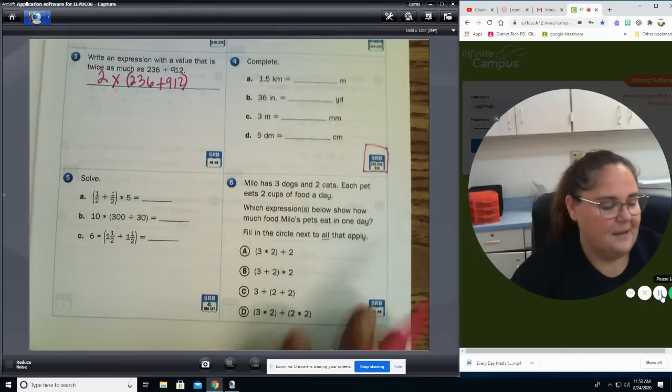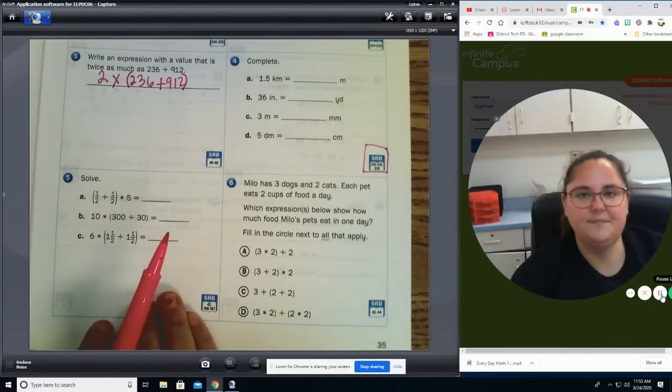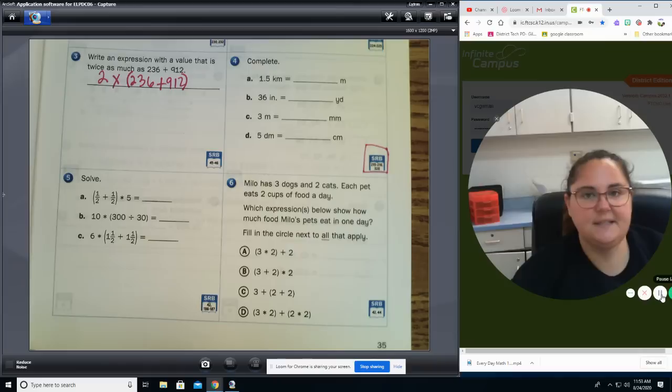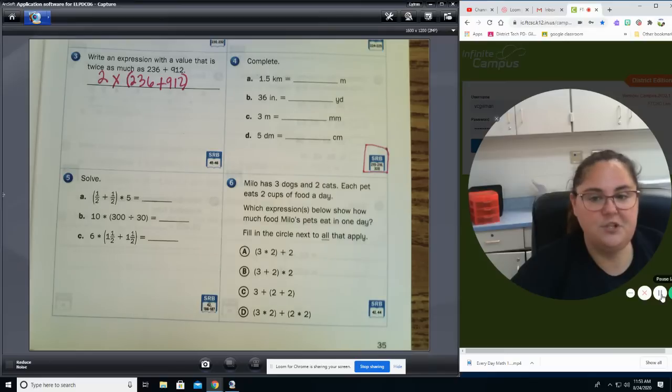Okay. Solve 1/2 plus 1/2 times 5. 300 divided by 30 times 10. 1/2 plus 1/2 times 6. Do the math. Number 6, Milo has 3 dogs and 2 cats. Each pet eats 2 cups of food a day. Which expression below, or expressions below, show how much food his pets eat in one day? Fill in the circle next to all that apply.